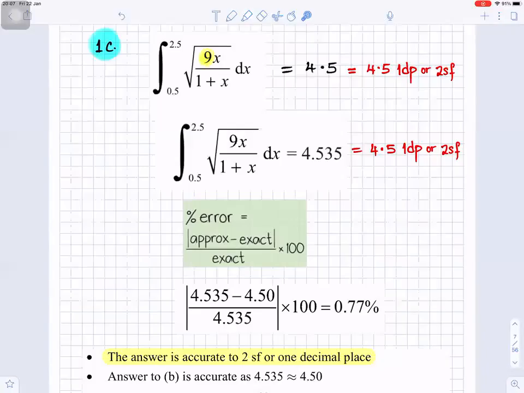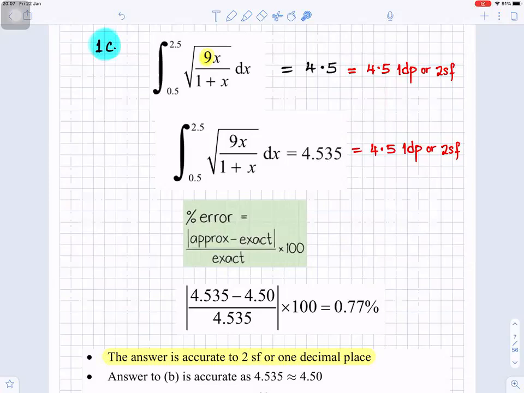And question 1c, the integral from 0.5 to 2.5 of square root of 9x over 1 plus x is 4.5. And that 4.5 is 4.5 to 1 decimal place or 2 significant figures. And the one we are given is 4.535. If we round that to 2 significant figures or to 1 decimal place, we will get the same 4.5. So to 1 decimal place or to 2 significant figures, the answers are the same.